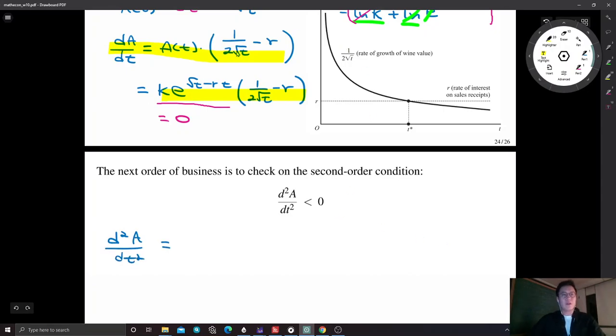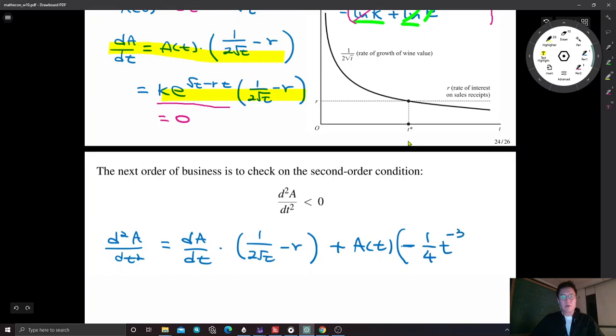The derivative is a product of two functions. So using the product rule, we first take the derivative of the first function. That gives me dA over dt, and then multiply by the second function, plus, leave the first function alone, and then multiply by the derivative of the second. Negative r, that is a constant, is not a function of time t, so it goes away. And 1 over 2 square root of t, whose derivative is negative 1 over 4 t to the power negative 3 halves.